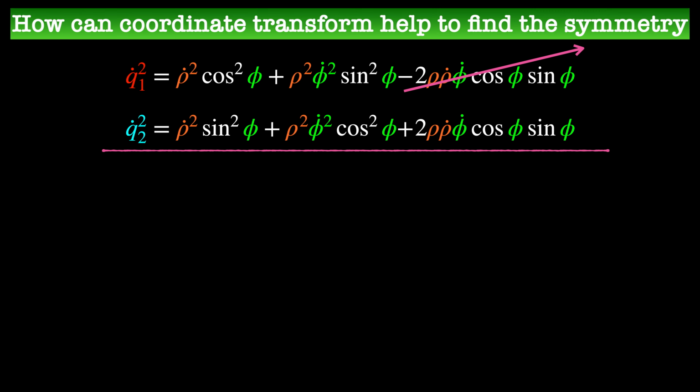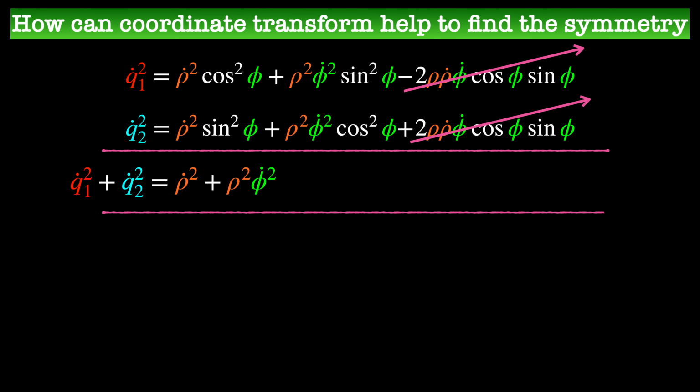So the terms rho dot phi dot will cancel each other, and hence if you add rho 1 dot square and rho 2 dot square, you will simply get rho dot square and rho square phi dot square, and there will be no dependence on rho dot phi dot. Okay, so if you check that, you can find that rho 1 dot square plus rho 2 dot square does not contain any rho dot phi dot or any phi term.